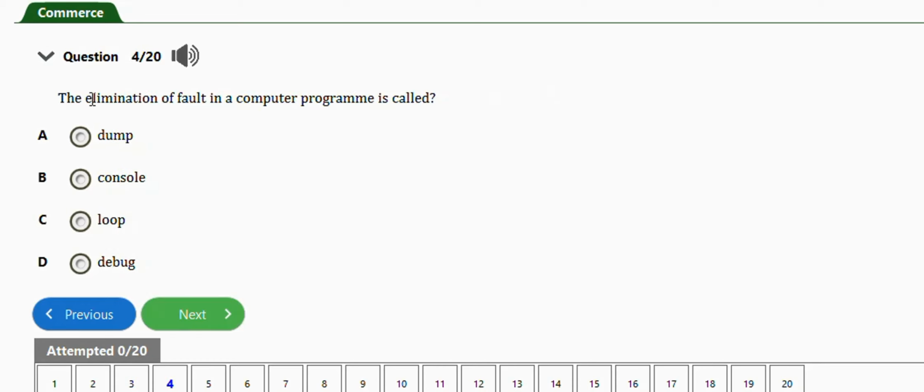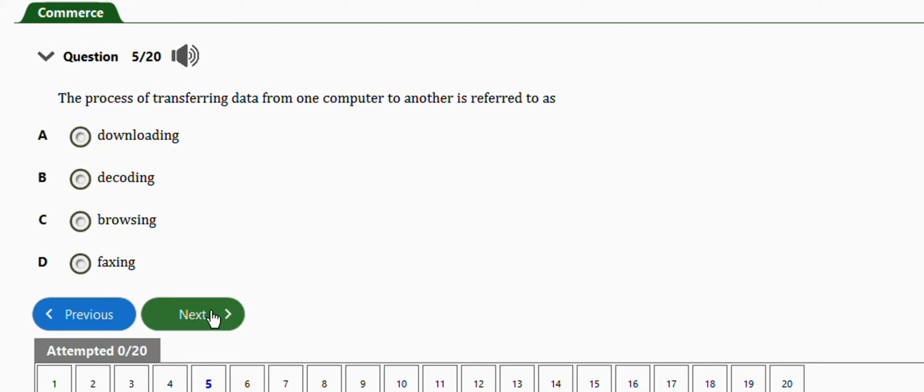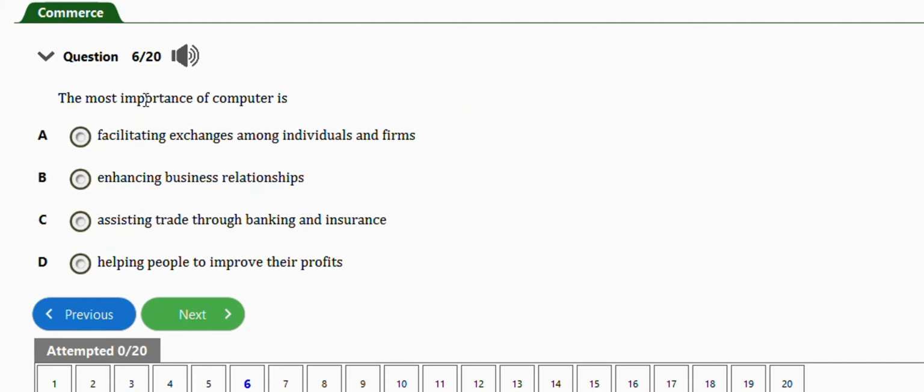Next one. The elimination of fault in a computer program is called debugging. So right answer is option D, debug. Next question. The process of transferring data from one computer to another is referred to as downloading. Option A. Next question. The most importance of computer is facilitating exchange among individuals and firms, enhancing business relationships, assisting trade through banking and insurance, helping people to improve their profits. So right answer to this question is option A, facilitating exchange among individuals and firms.